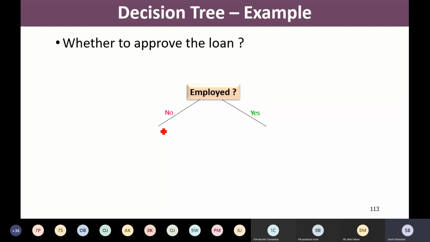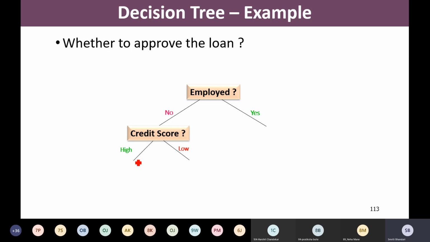Now, if the person is not employed, then the bank officials may ask some other question or review the application with respect to some other parameter. So if the person is not employed, they may look at the credit score of the applicant. Once again, let us assume that this credit score attribute has two values, high and low. Credit score is high and credit score is low.